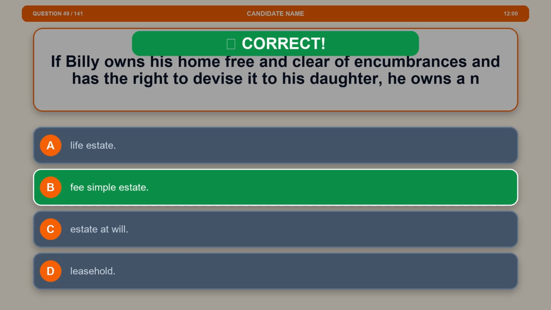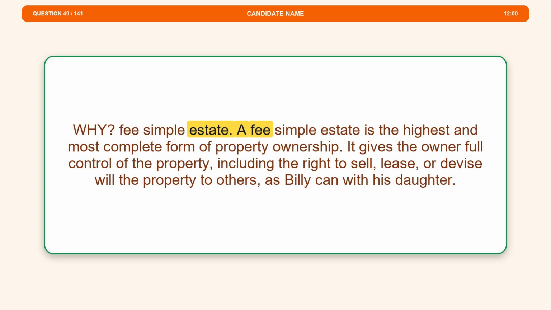The correct answer is option B, fee simple estate. Fee simple estate. A fee simple estate is the highest and most complete form of property ownership. It gives the owner full control of the property, including the right to sell, lease, or devise the property to others, as Billy can with his daughter.